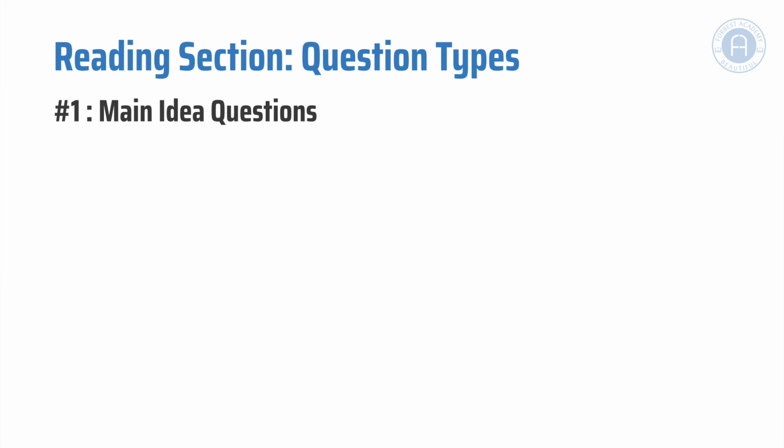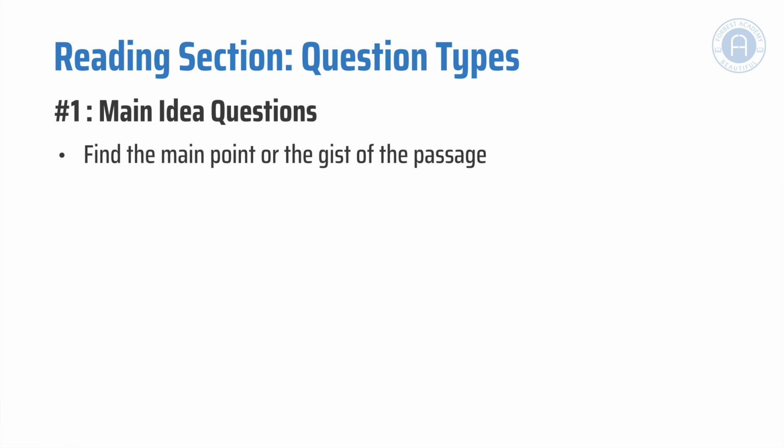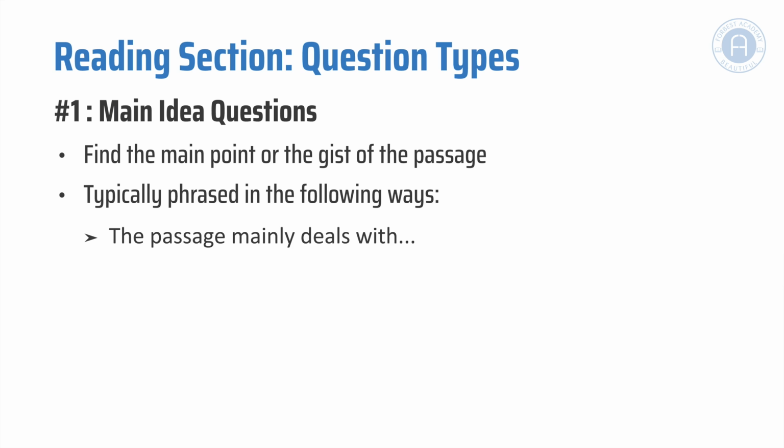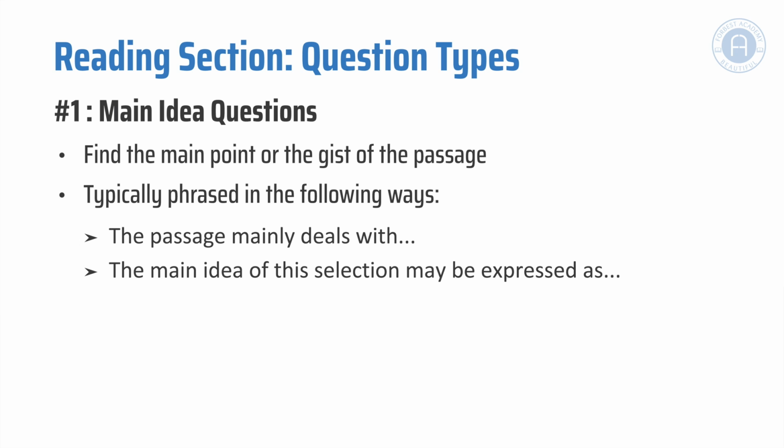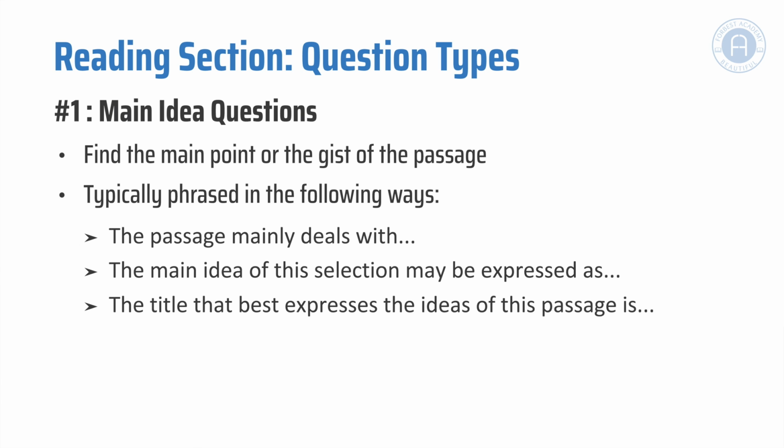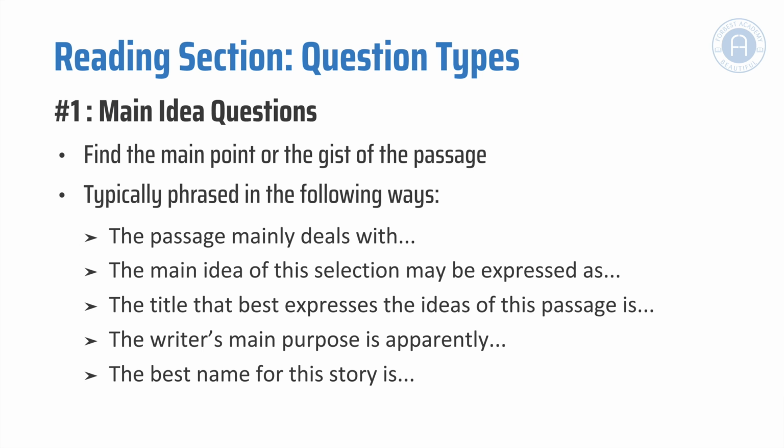Number 1, main idea questions. This question asks us to find the main point or the gist of the passage. Main idea questions are typically phrased in one of the following ways. The passage deals mainly with. The main idea of the selection may be expressed as. The title that best expresses the ideas of this passage is. The writer's main purpose is apparently. The best name for this story is. The best title for this passage is.